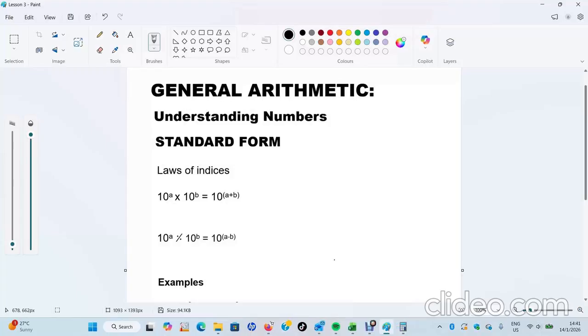Good day. Today we are going to look at multiplication and division of numbers expressed in standard form.